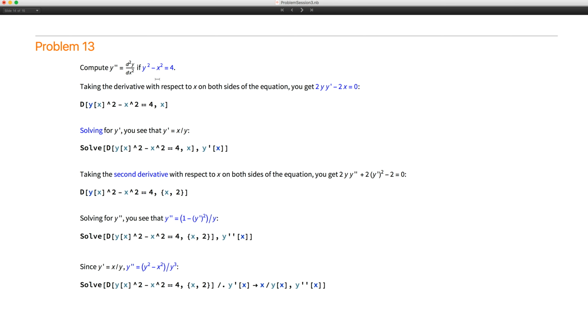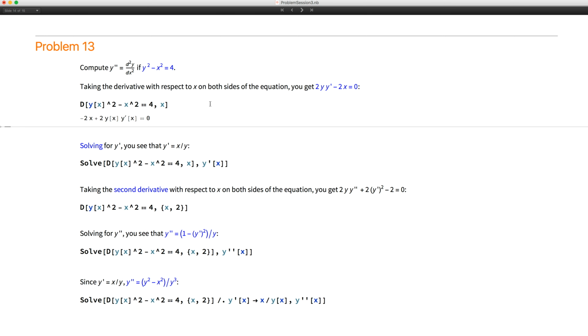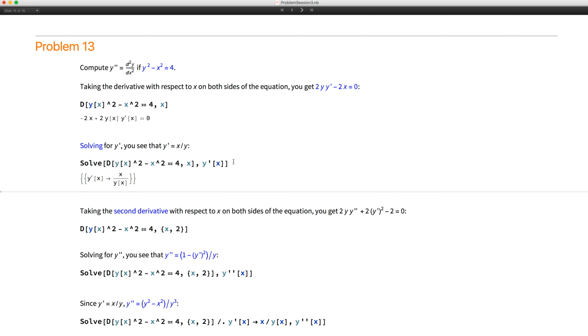Okay, on to number 13, which says find the second derivative for this implicit equation. So if you find derivative, you get 2y into y prime minus 2x equals 0. Check the answer with D. Solve for the derivative, and you get back x over y, basically.